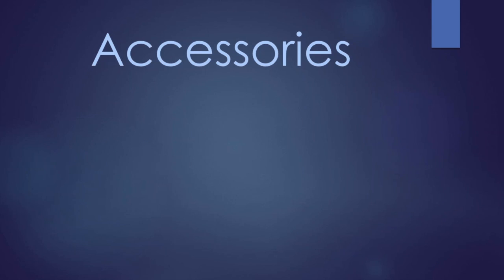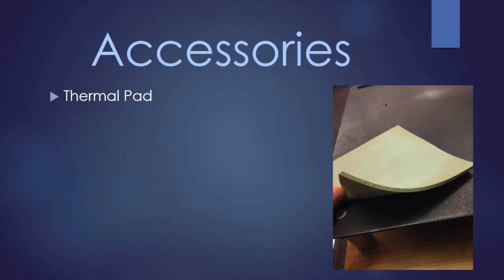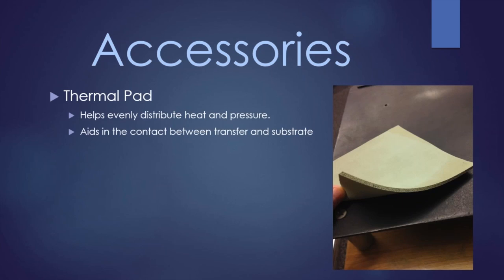Next, I want to talk about a thermal pad. This is a thin green heat conductive pad that helps evenly distribute heat and pressure and also aids in the contact between transfer and substrate. For instance, I think what we first started using this on was these travel bottles. They're aluminum sublimatable travel bottles, and we wanted to be able to sublimate them in the mug press, but they were too skinny. We couldn't make contact on them.